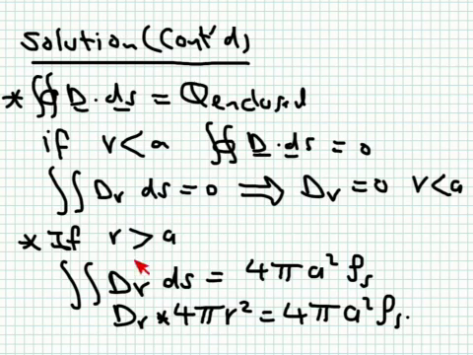Now, if we select r greater than a, the same applies. The dot product becomes a scalar product. Take D_r out. The area dS integrates to 4 pi r squared. The charge enclosed is the total charge on this sphere, which is 4 pi a squared rho s. So I end up with this expression. Divide this side over this side.